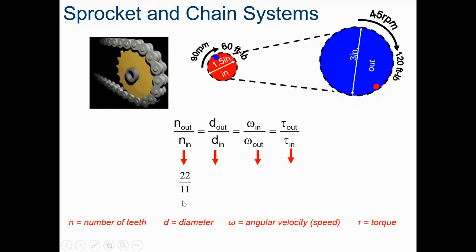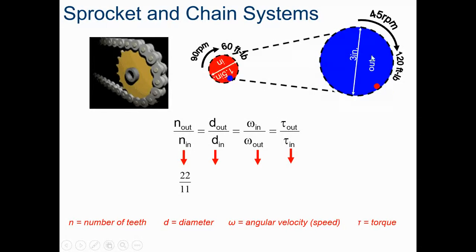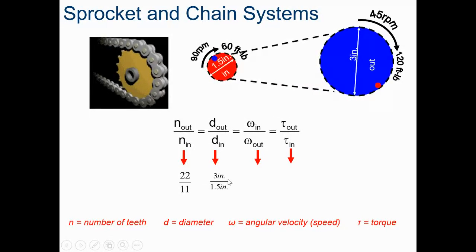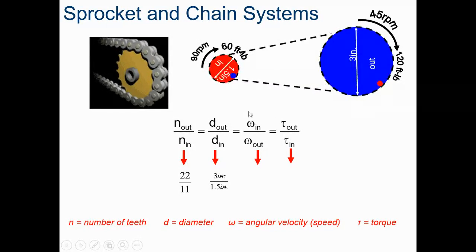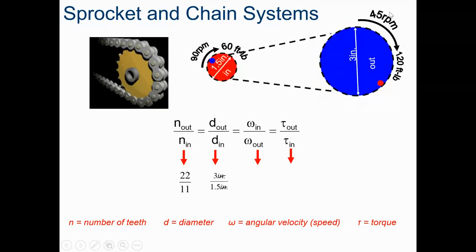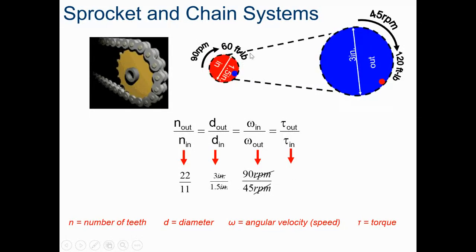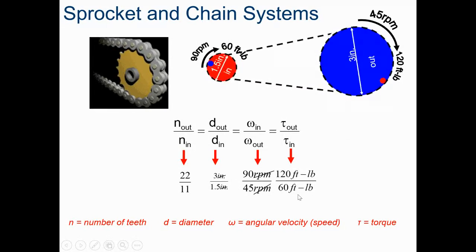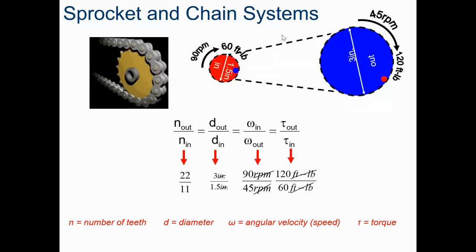That is our ratio. It's a 2-to-1 ratio. If we do the diameters, it's 3 inches as our output, 1.5 is our input, 2-to-1 ratio. If we look at our input speed and our output speed, again, for the angular velocity, we do in over out. So we're going to do 90 RPM divided by 45 RPM. Again, 2-to-1 ratio. And then if we look at our torques, 120 divided by 60, it's going to be a 2-to-1 ratio.